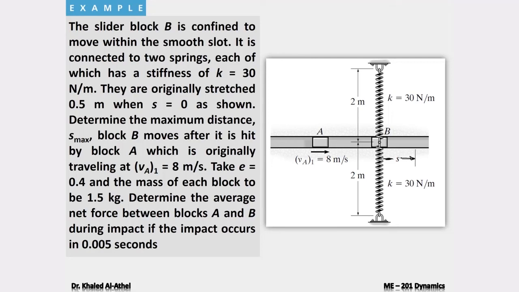Before I find s max, I need to find the velocity of block B after impact. Now, this is smooth, so there are no friction forces. The force of the spring is neglected because we are discussing the case 1 before impact, and 2 is just as A reaches block B and hits it. So this is my case 2. So we start with conservation of momentum.